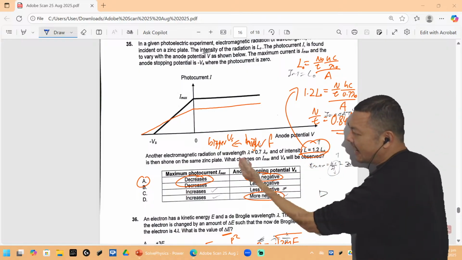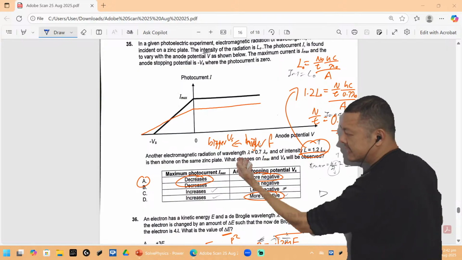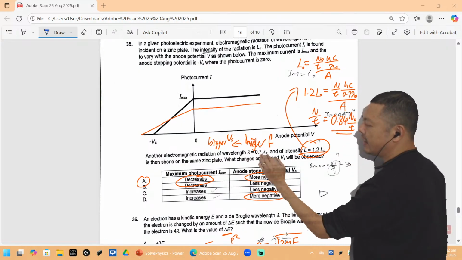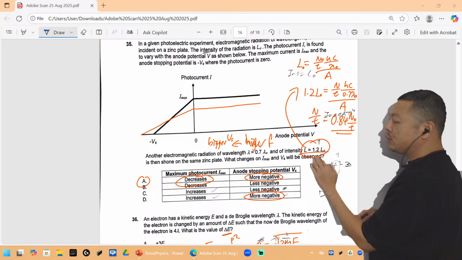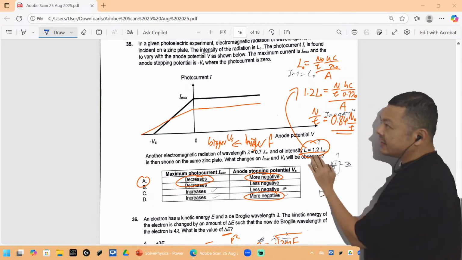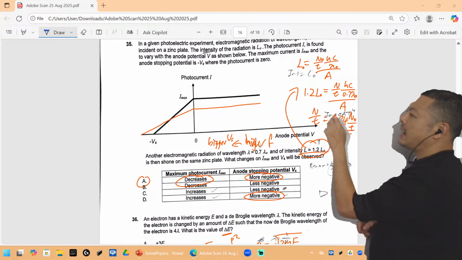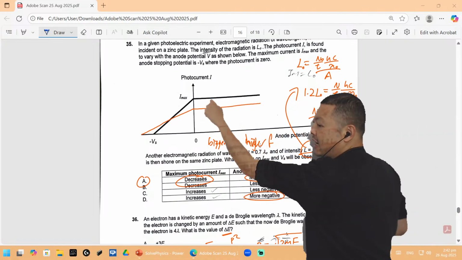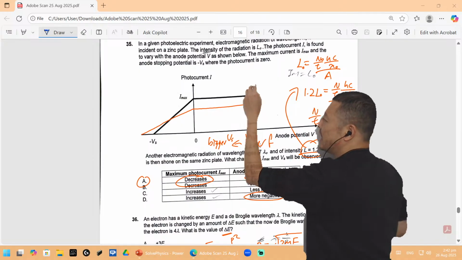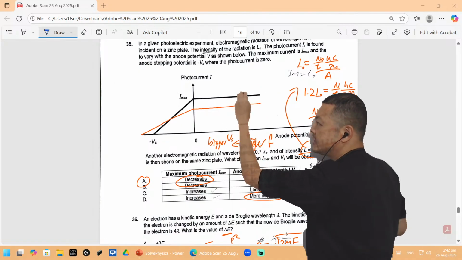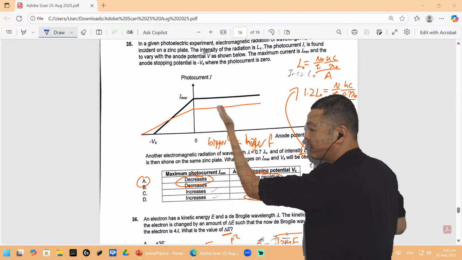So they're saying that I change the wavelength, it's now a shorter wavelength, right? And then I go and change the intensity. I make the intensity a bit higher. But the saturation current up here depends on the rate of photons and the rate of electrons coming out of the plate, right?